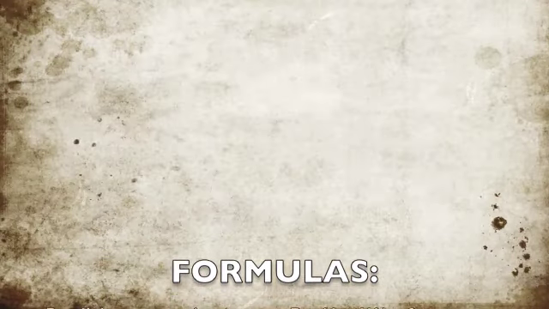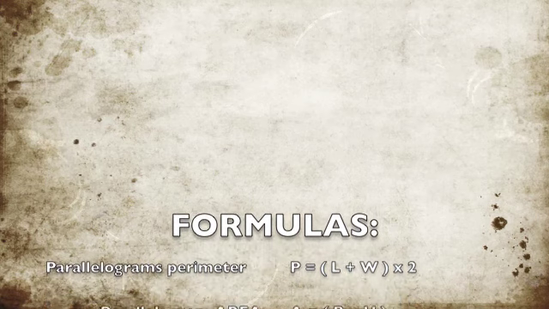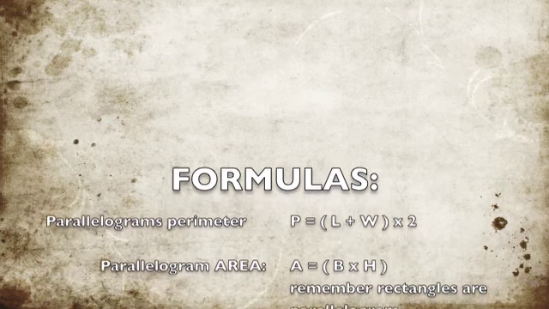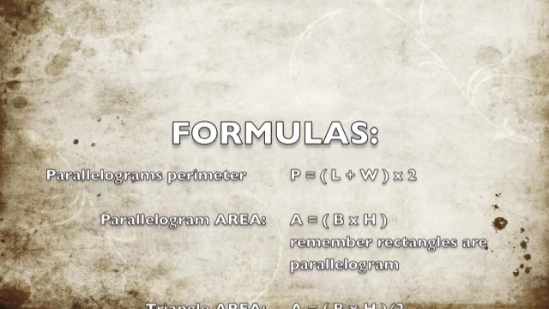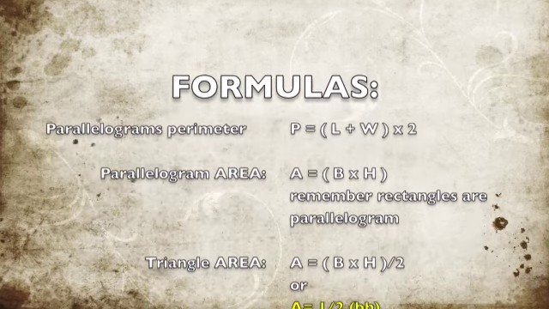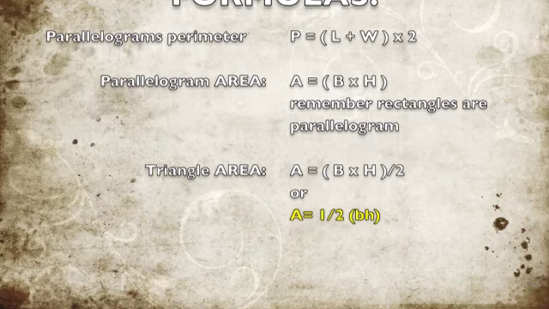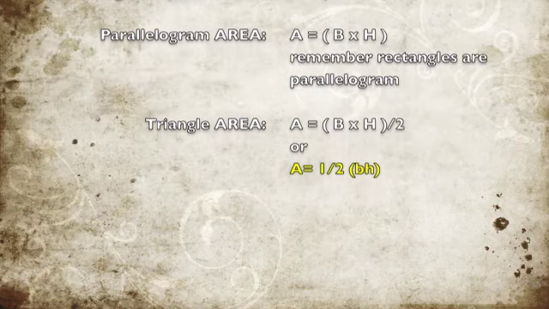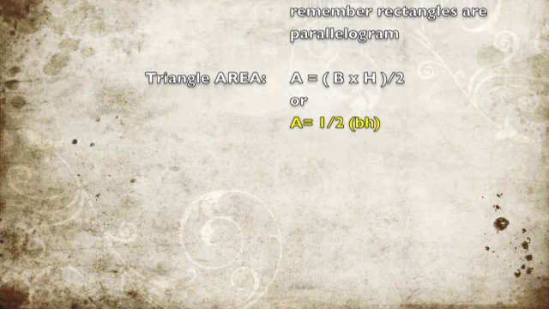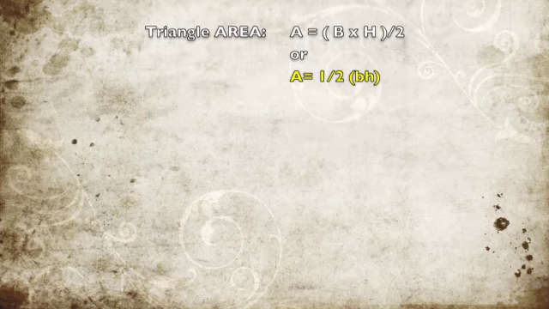So here's your recap. Here are the formulas that hopefully you can now apply. For perimeter of any parallelogram, in brackets, add the length and width first, then times 2. For parallelogram area, we do area equals base times height. Remember, rectangles are a type of parallelogram, so you don't have to do length times width anymore. And for triangle area, base times height divided by 2.